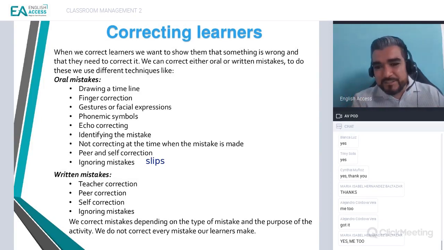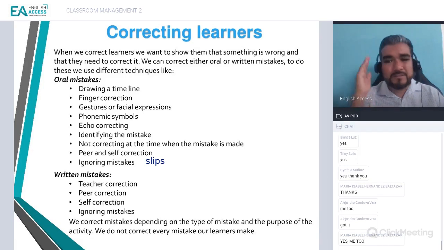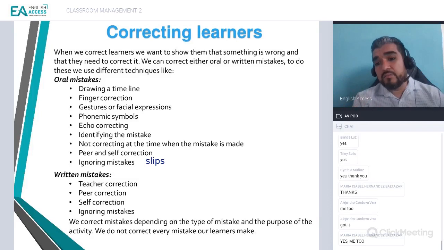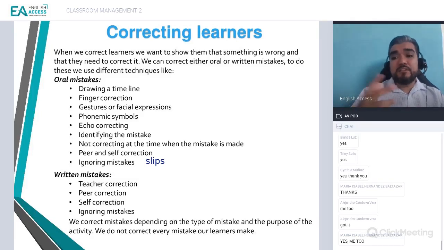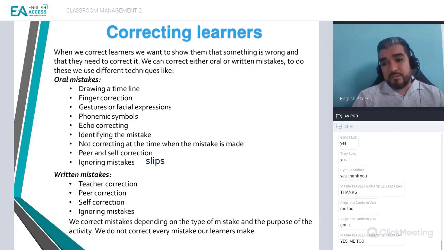So if you're working on pronunciation, work on pronunciation accuracy, grammar, spelling. Tell your students to pay attention to that, work on that. If you set a specific objective for the activity, it would be easier for your students to focus on that objective and to achieve it.